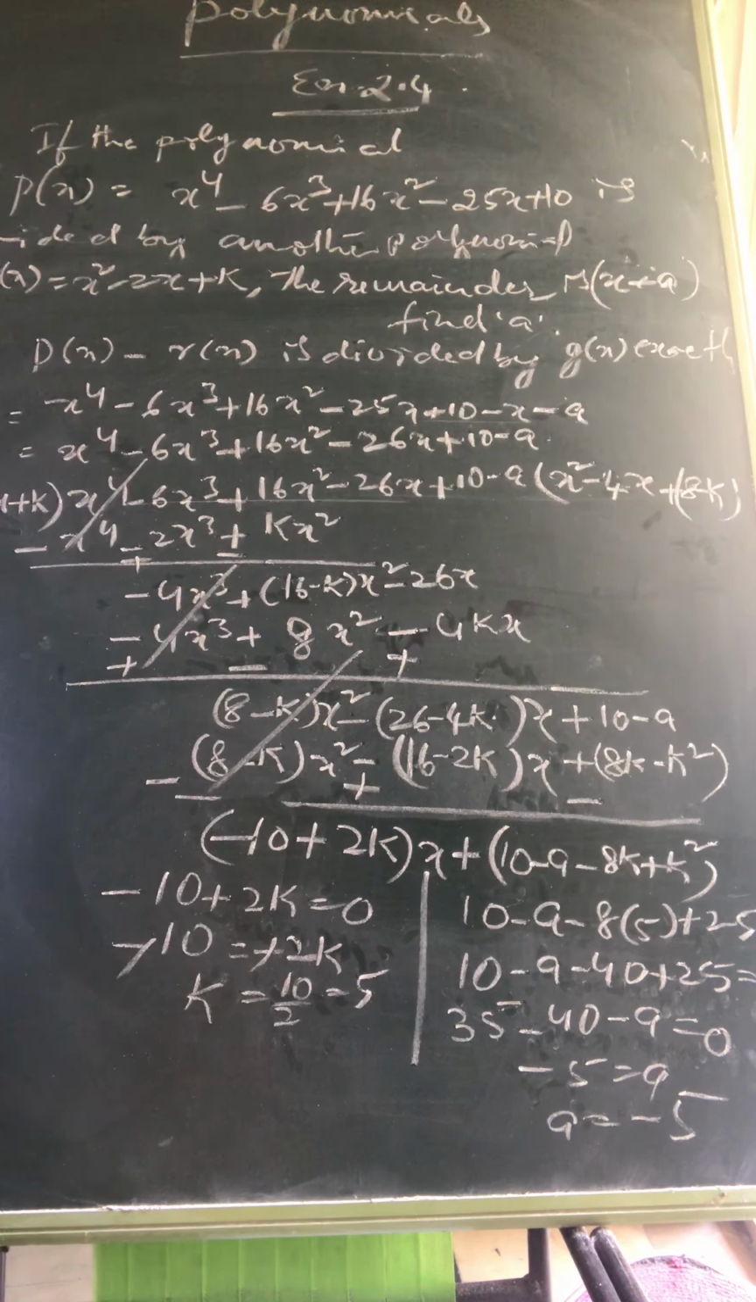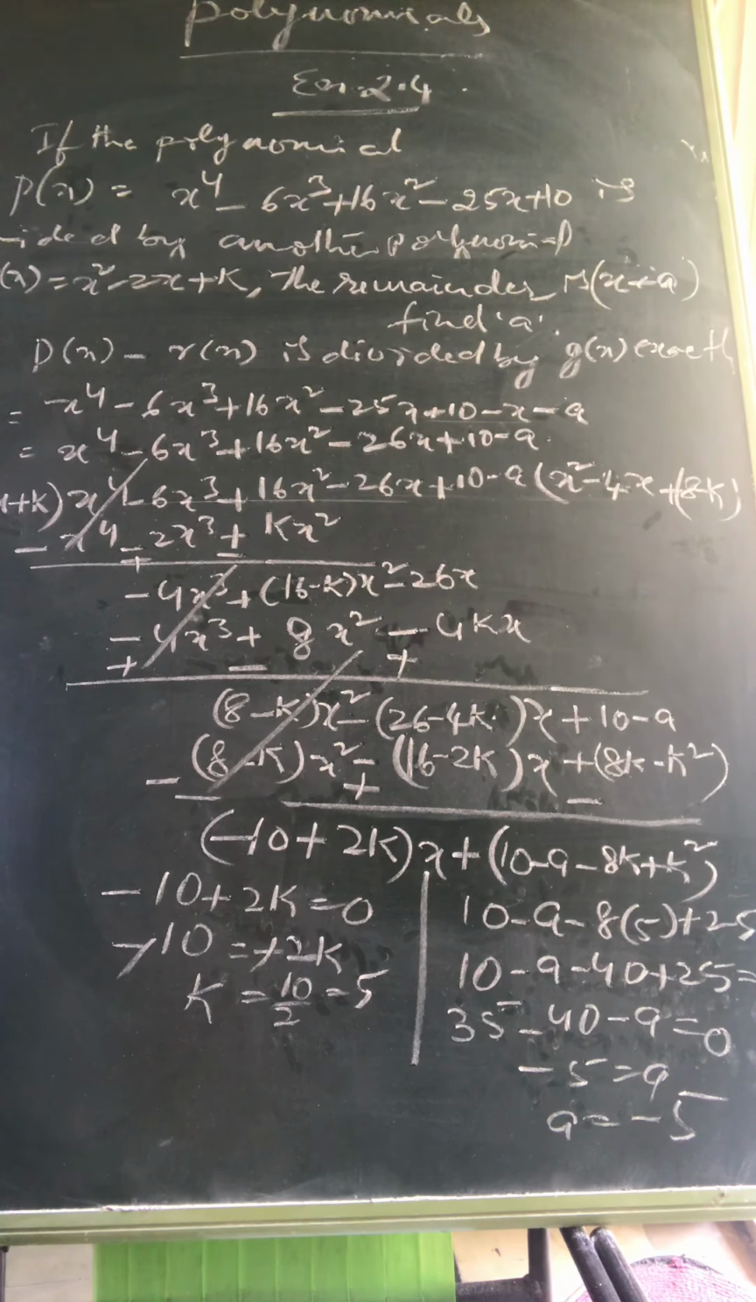See here, if the polynomial p of x is equal to x to the power of 4 minus 6x cube plus 16x square minus 25x plus 10 is divided by another polynomial g of x is equal to x square minus 2x plus k, then the remainder is x plus a. Find the value of a.